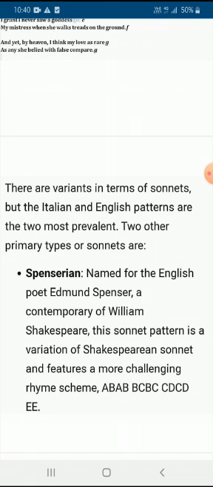Two other primary types of sonnets are: number 1, Spenserian sonnet, named for the English poet Edmund Spenser, a contemporary of William Shakespeare. This sonnet pattern is a variation of Shakespearean sonnet and features a more challenging rhyme scheme: ABAB, BCBC, CDCD, EE.